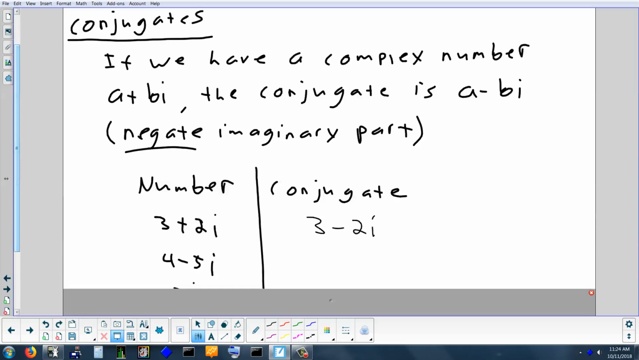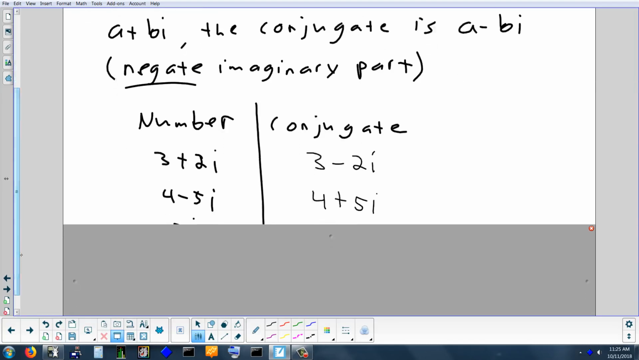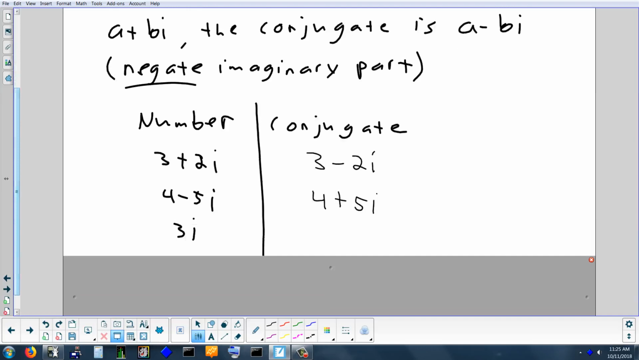If I had 4 minus 5i, what would the conjugate of that be? Yeah, 4 plus 5i. Okay. If I had 3i, what would be the conjugate of that one? Would it be -3i? Negative 3i. So you could think of that as 0 plus 3i. The conjugate is 0 minus 3i.